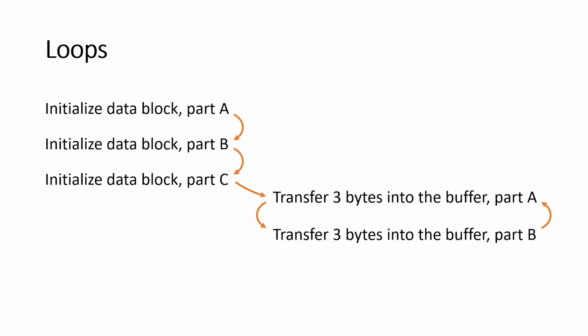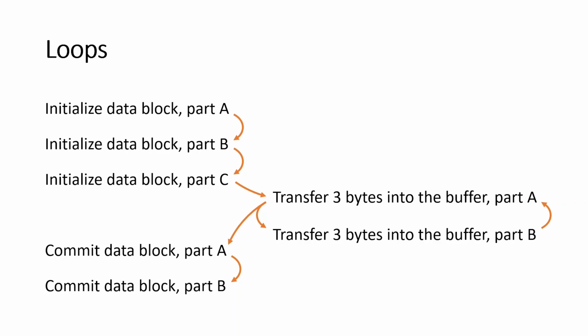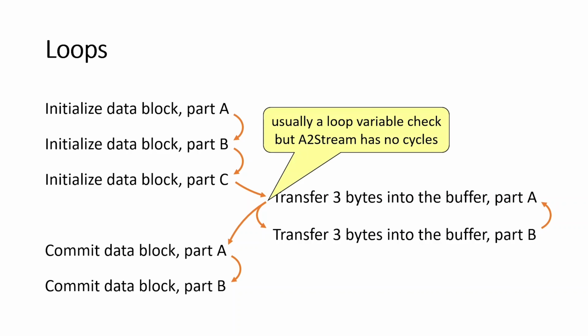But at some point, we need to stop doing that, of course. When we have stopped doing so, we commit the data. Again, we need several parts. Here, there are 2 parts. Okay, and at this point, we usually would have a loop variable check to see when we want to quit the loop. But A2Stream has no cycles to spend for such a check and for such a branch.